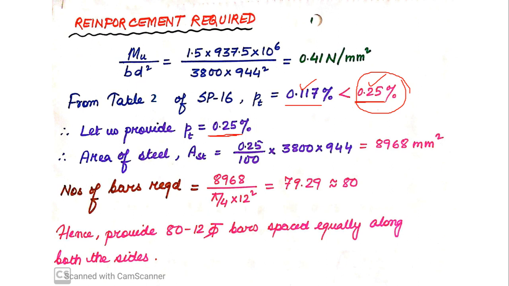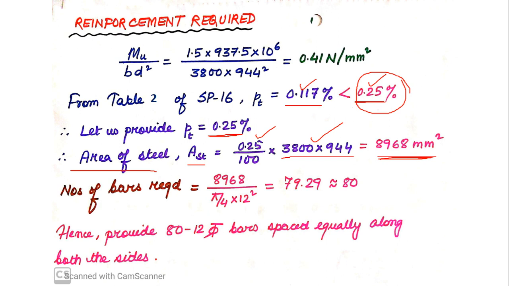So from the percentage of steel you can determine the area of the steel, right? The area of the steel will be the percentage of steel multiplied by the cross-sectional area that is resisting shear force. The cross-sectional area that is resisting shear force was 3800 into 944. You can look at the previous slides. So this will give you a value of 8968 millimeter square. So this is the value of Ast, the area of steel that is required for my pile cap.